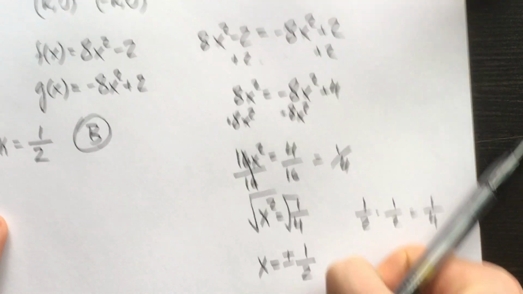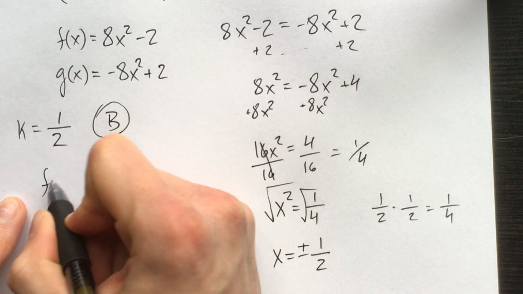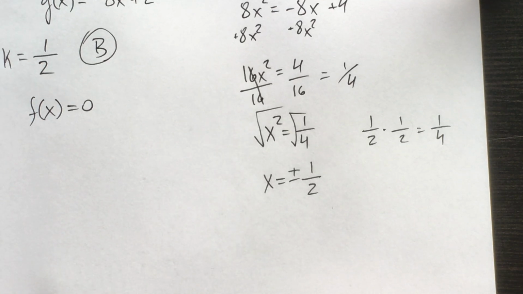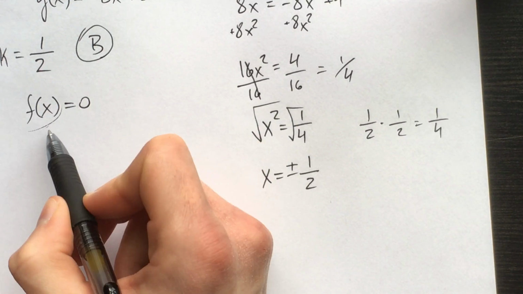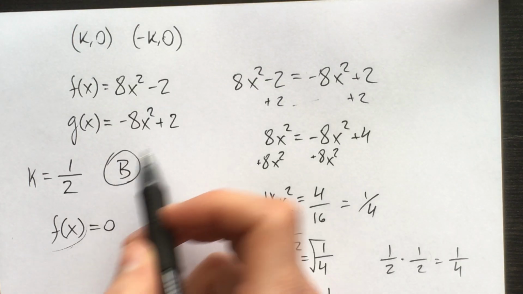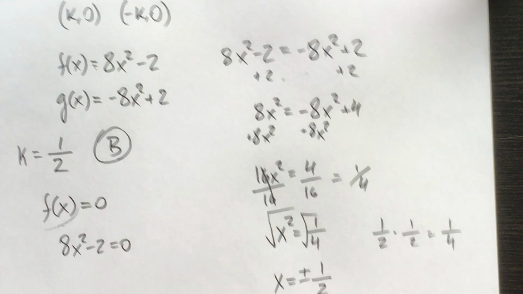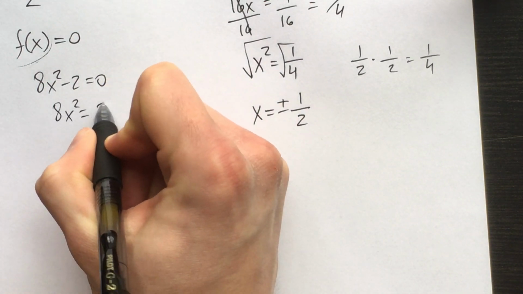Another way you could have done this is you could have taken either equation. Let's just take f of x. You could have just taken either equation and set it equal to 0, because you're basically looking for the x-intercepts, right? And the x-intercepts occur when your y is equal to 0. So if you set either one of them, let's just take this one, 8x squared minus 2 is equal to 0. And then you solve for x, you get 8x squared is equal to 2.